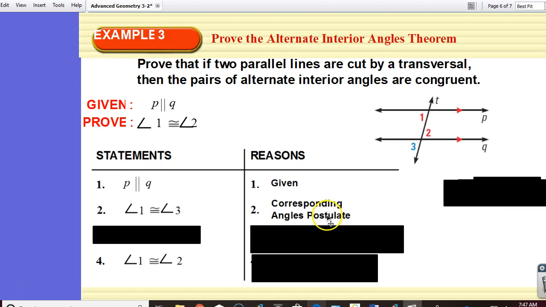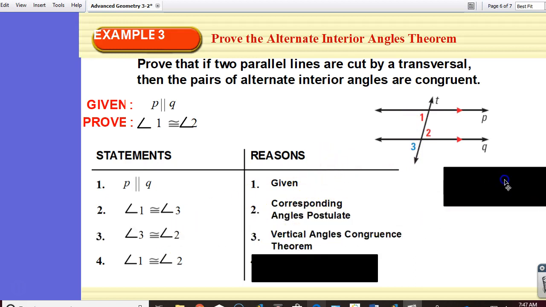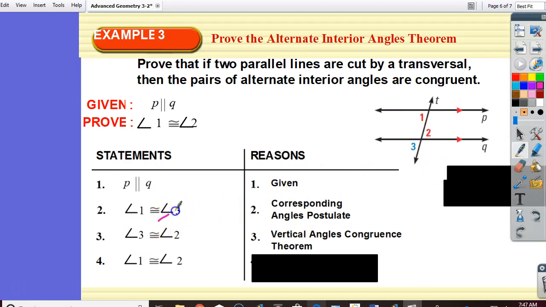Okay. What else do you know? Look from here to here. What happened? We switched out a 3 for a 2, right? So 1, we're going to have like a 1 and a 2. So, we know 1 and 3. Is there any other relationships we know? How about 2 and 3? How do we know those? Vertical angles. Vertical angles congruence theorem, right? Vertical angles congruence theorem. So now looking at these two, those 3's are going to cancel out, right?